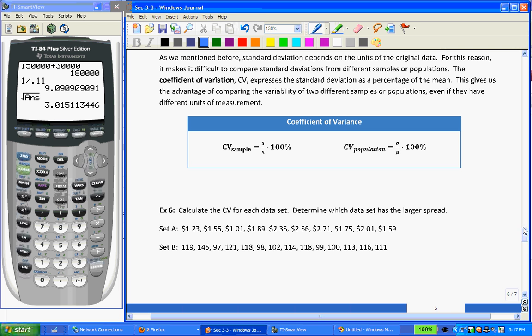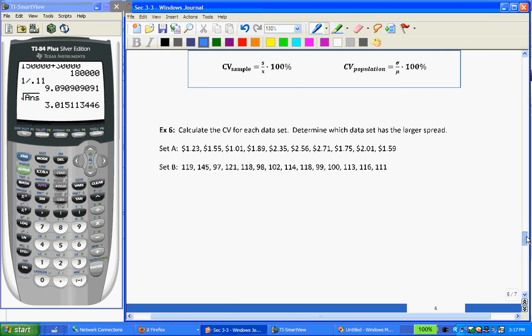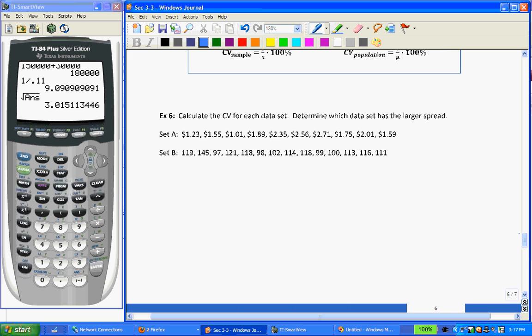So the coefficient of variation is defined as, whether it's a population or a sample, the standard deviation divided by the mean times 100. Standard deviation of a population over the mean mu times 100. So we're going to calculate the coefficient of variation for each set here. And you'll notice already that they're very different. Set A is in dollars and set B is just regular numbers. Maybe that could be test scores or weights of junior high kids or anything like that. We don't know where it comes from, but they're obviously not in the same units, and the coefficient of variation is going to allow us to compare standard deviations.